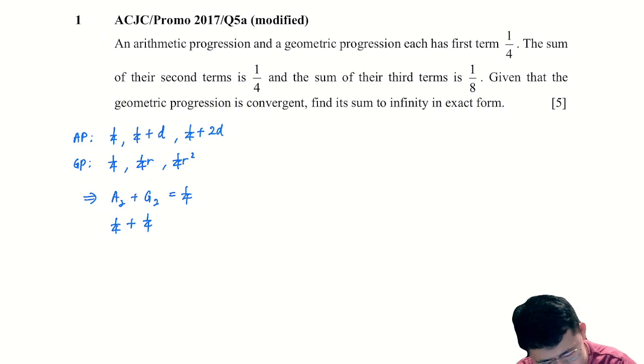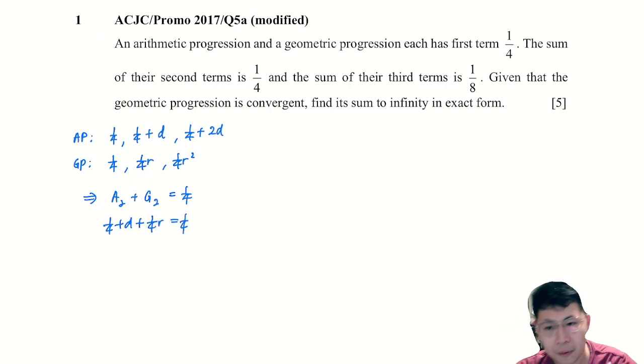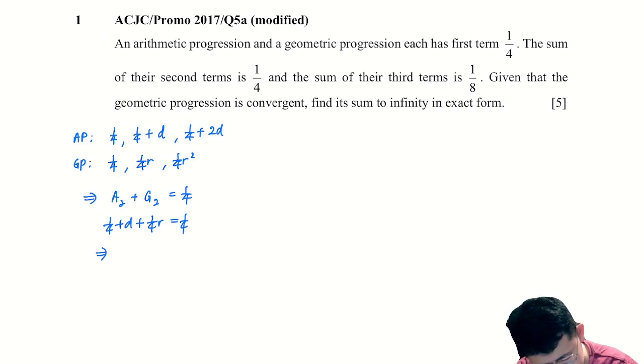Second term. So this means that it will be 1 over 4 plus D plus 1 over 4R equals 1 over 4. Okay, something like that. So making D the subject, because these two can cancel, D would be equal to negative 1/4 of R.